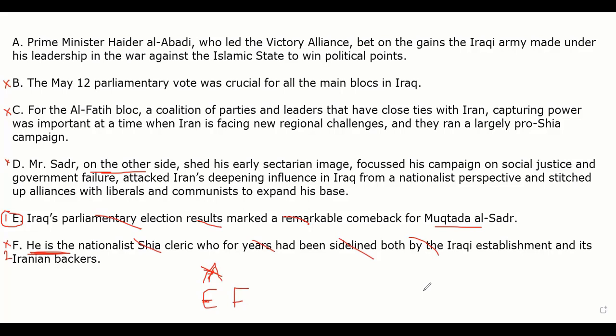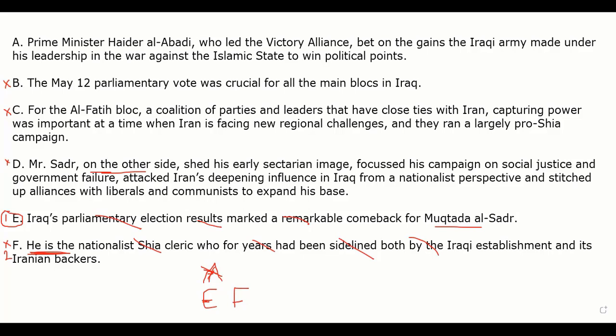Between A, B, C, D, E, what can be next after F? Sir, B can't be. B, sir. I think it was B, sir, next. B has to be next. Why? You are right, but why? Because "who for years", yeah, it's Iranian backers.